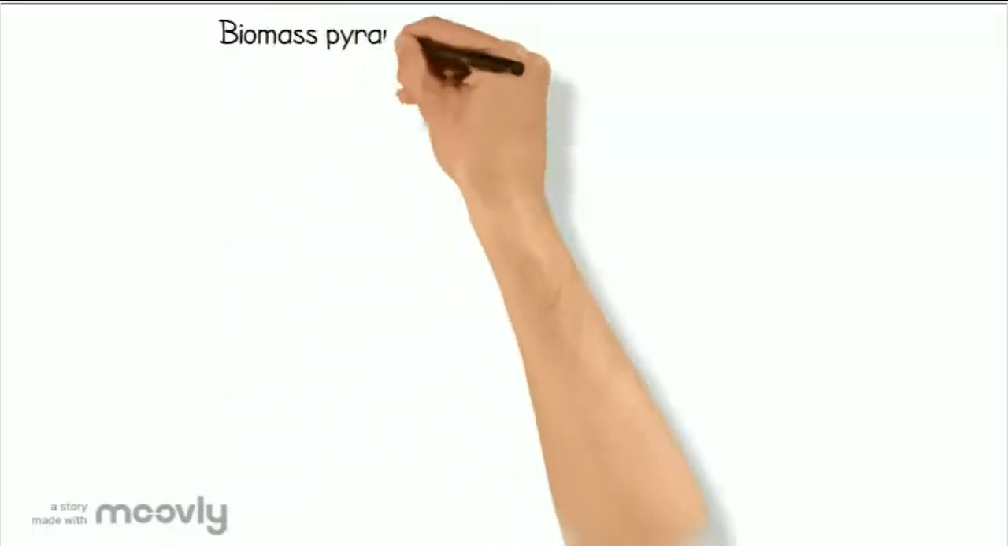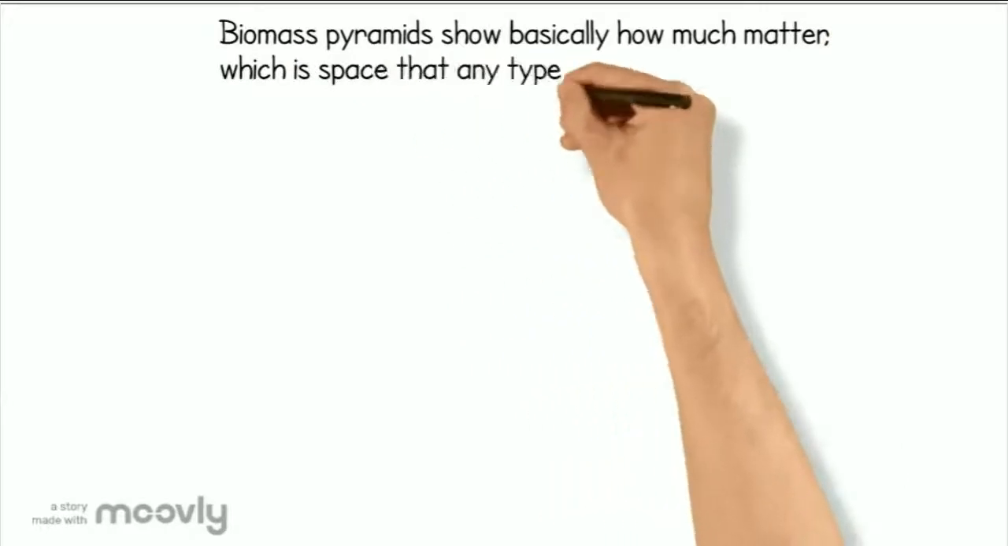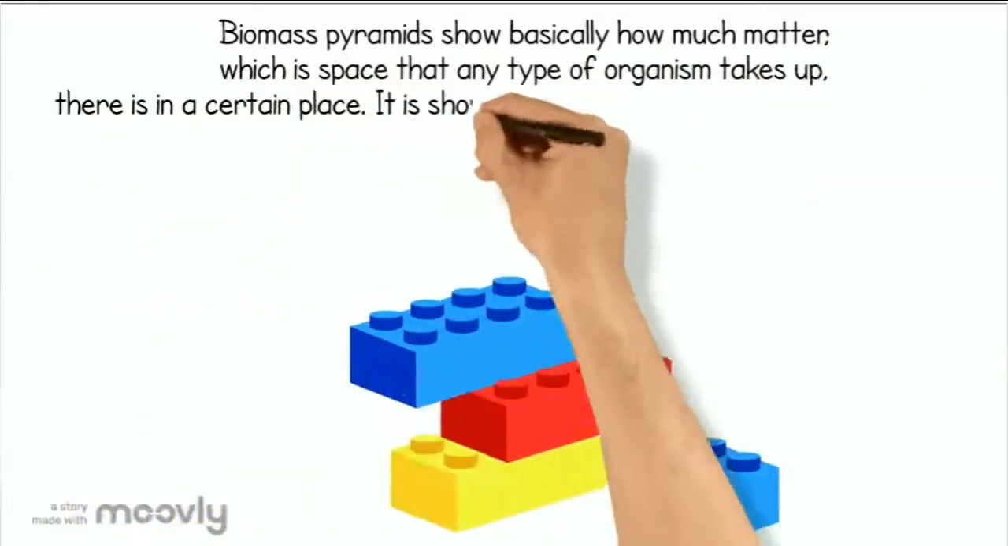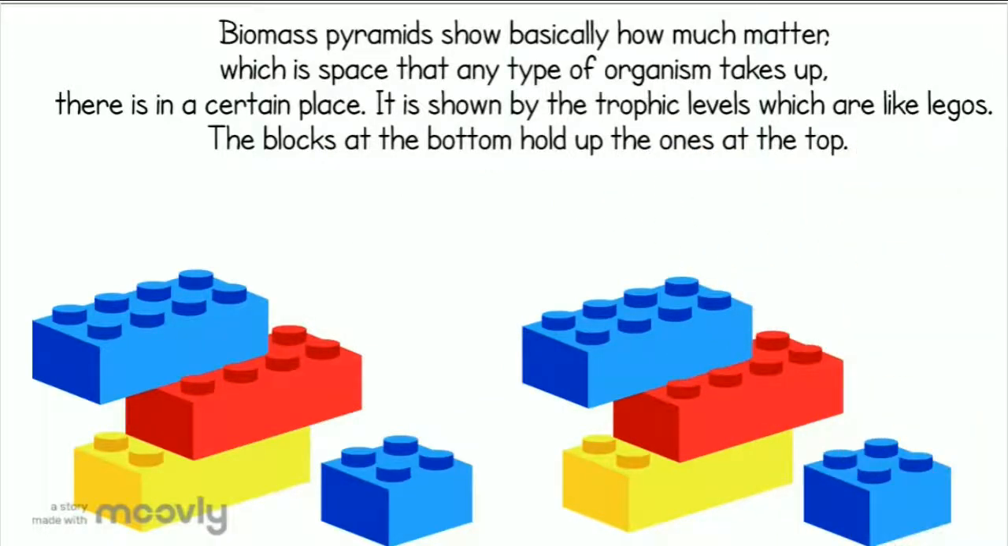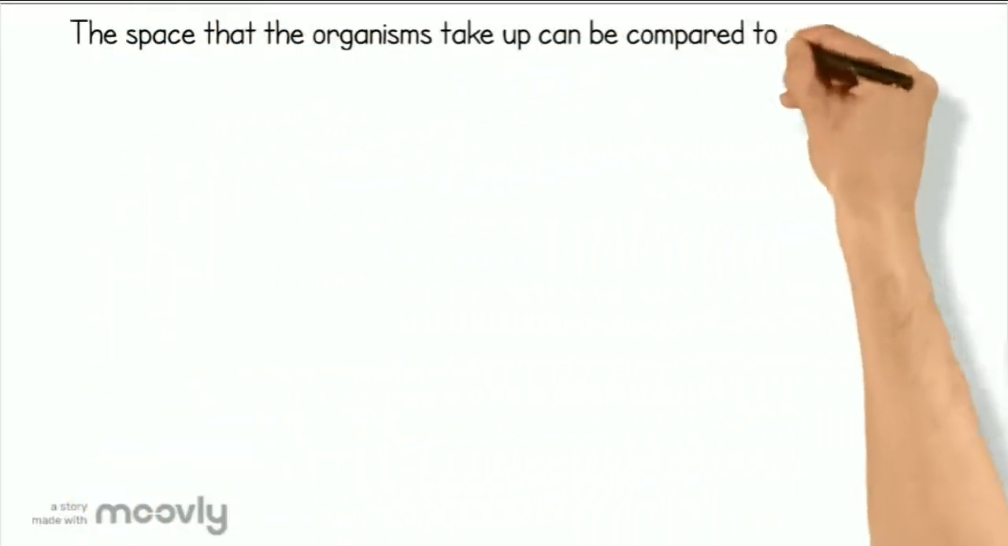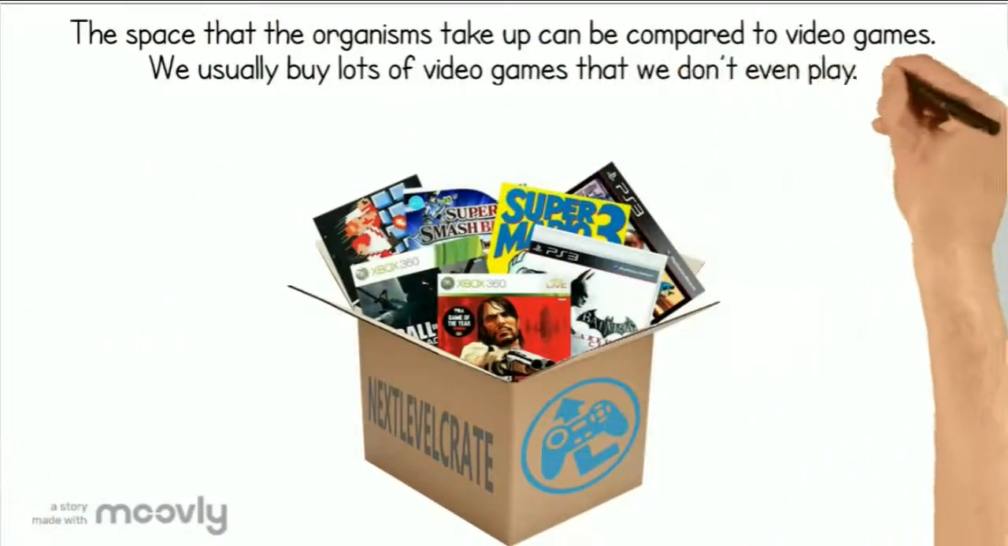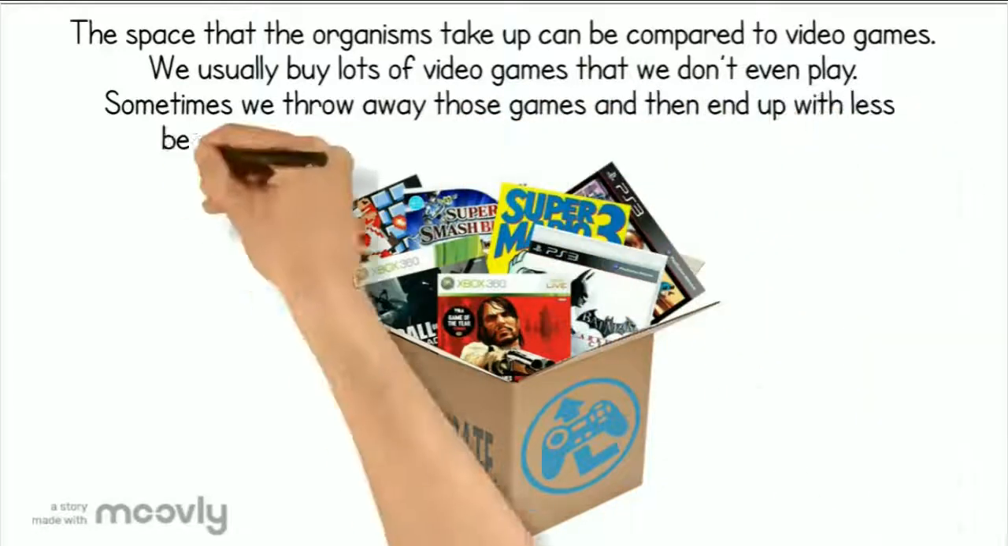Biomass pyramids show basically how much matter, which is space that any type of organism takes up, there is in a certain place. It is shown by the trophic levels, which are like Legos. The blocks at the bottom hold up the ones at the top. The space that the organisms take up can be compared to video games. We usually buy lots of video games that we don't even play.